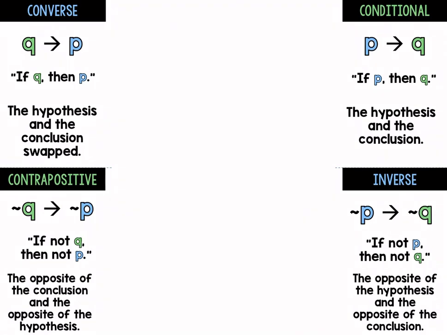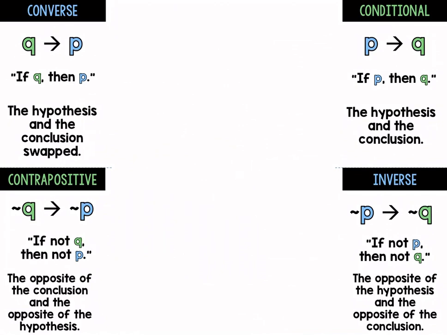So in math, we call that P the hypothesis, the if. If this happens, that's your hypothesis, then Q. Q would be your conclusion. So if I clean my room, then I get to go hang out with my friends. Hypothesis, if I clean my room. Conclusion, then I get to go hang out with my friends.